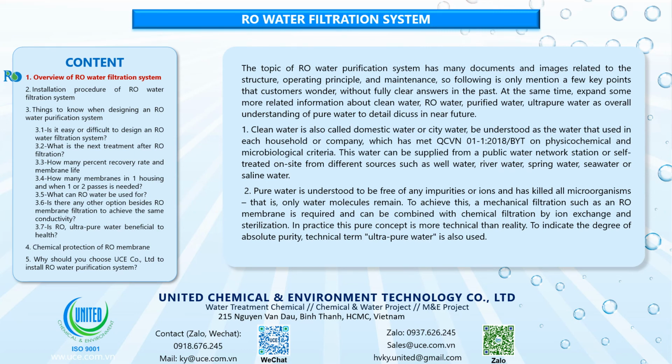2. Pure water is understood to be free of any impurities or ions and to have all microorganisms killed, that is, only water molecules remain. To achieve this, a mechanical filtration such as an RO membrane is required and can be combined with chemical filtration by ion exchange and sterilization. In practice, this pure concept is more technical than reality. To indicate the degree of absolute purity, the technical term ultra-pure water is also used.